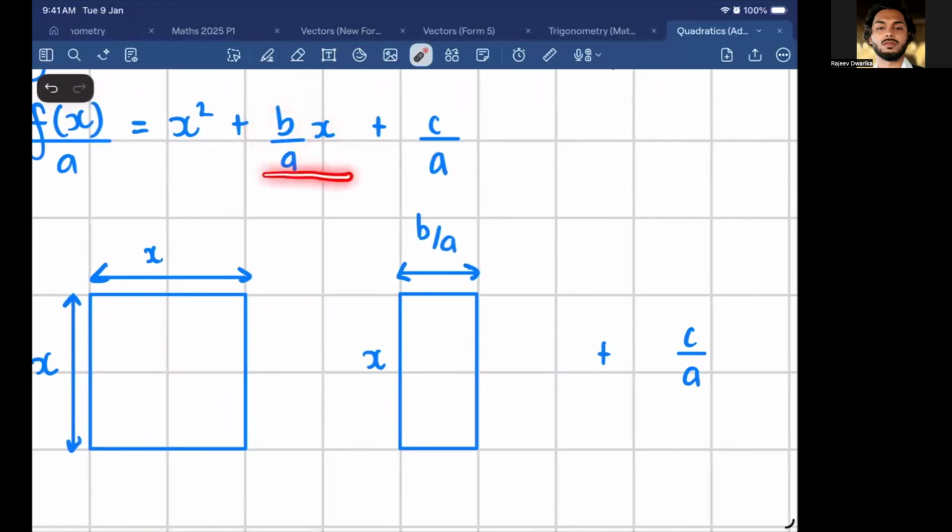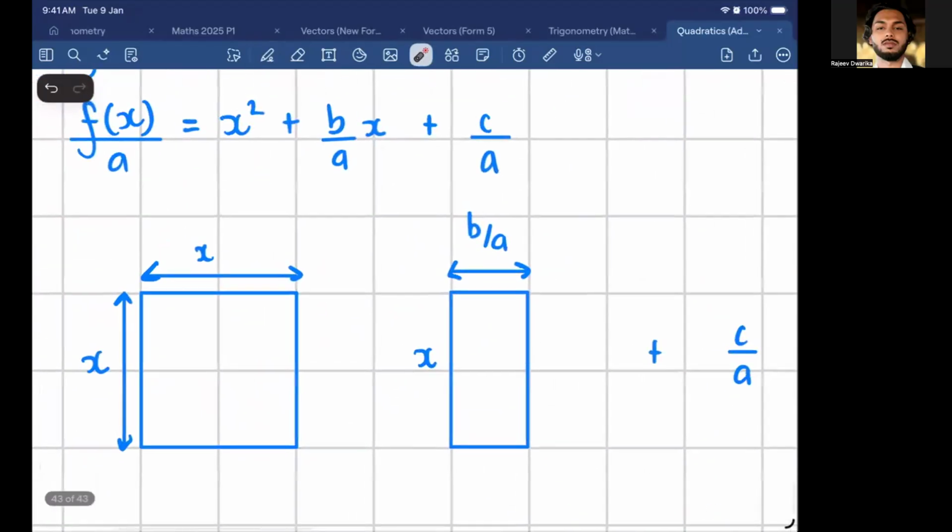Now we need to represent b over a x as a shape. Do you think this would be a square or a rectangle? Rectangle. I think it'd be a rectangle, but you're probably confused about why it is a rectangle. Now, Caleb, for a shape to be a square, it must have equal lengths, number one. And the second reason is because, Caleb, if it's a square, aren't the lengths the same?